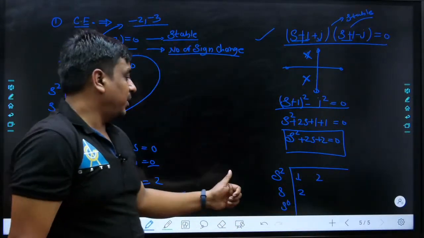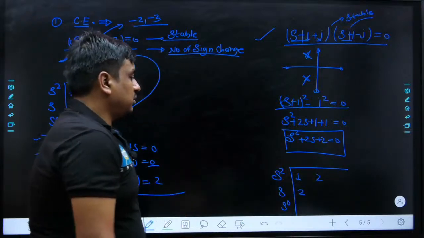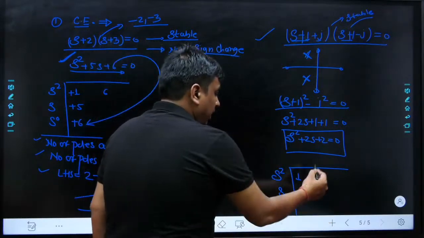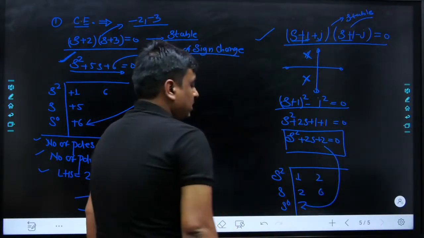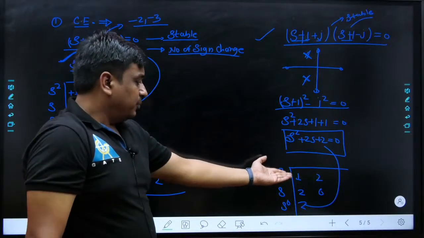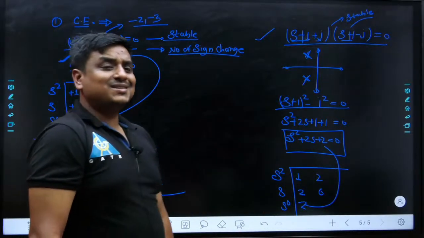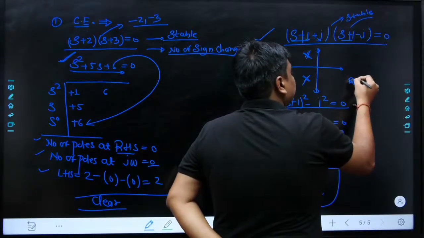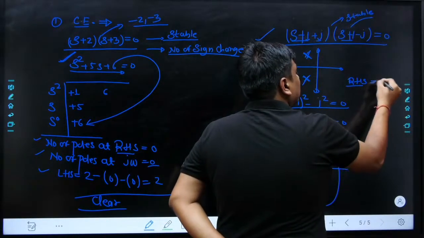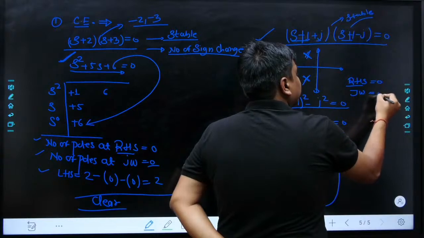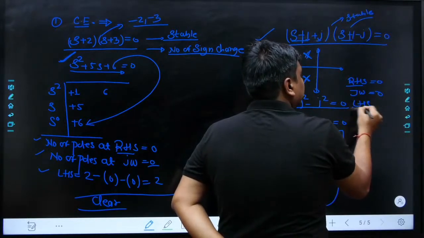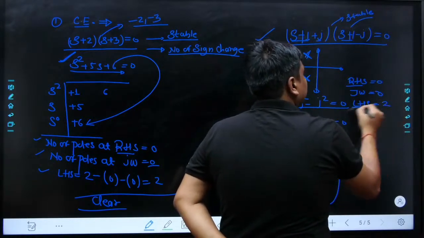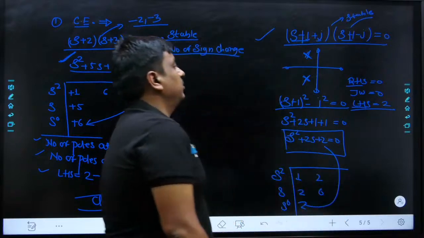Anyways, come back. Here it goes 1, 2, 2. So here it becomes 0, and here again it's 2 comes over here. So the number of sign change, how many? There is no sign change as such. The number of poles towards right hand side is equals to 0. The number of poles towards the j omega is 0. The number of poles towards the left hand side, 2 minus 0 minus 0, that's simply equals to 2.